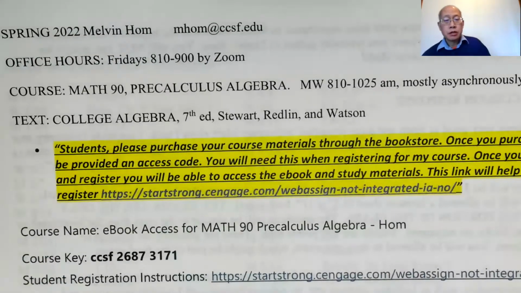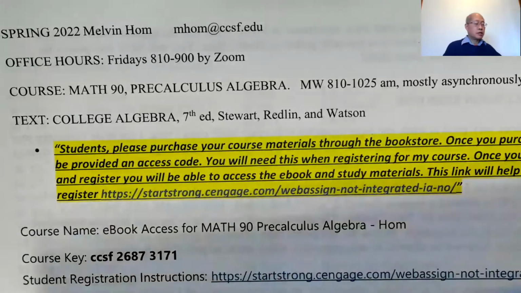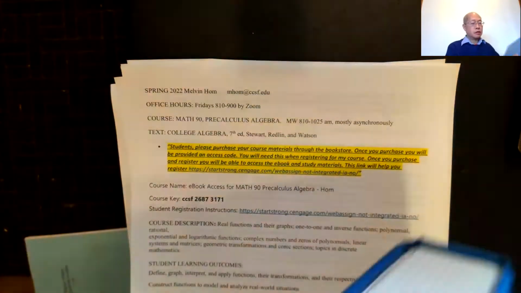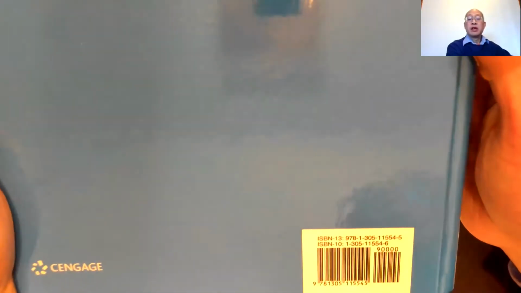Okay, the textbook, College Algebra 7th edition, looks something like this. It's by Cengage. You can see the ISBN number that's there if you need it, 978-1305-11545. Okay, in any event.